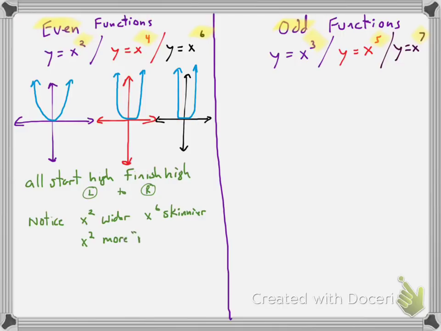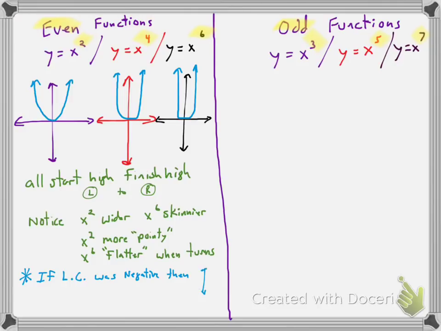There's the information about x squared is wider, x to the sixth is skinnier. Okay? More pointy or flatter when turning. Okay. If the leading coefficient, LC is the leading coefficient, if it's negative, then it's going to open down. All of my examples are positive, they all open up. But if it's negative, it opens down. Also, to look at whether it's increasing or decreasing, we'll do that more later.